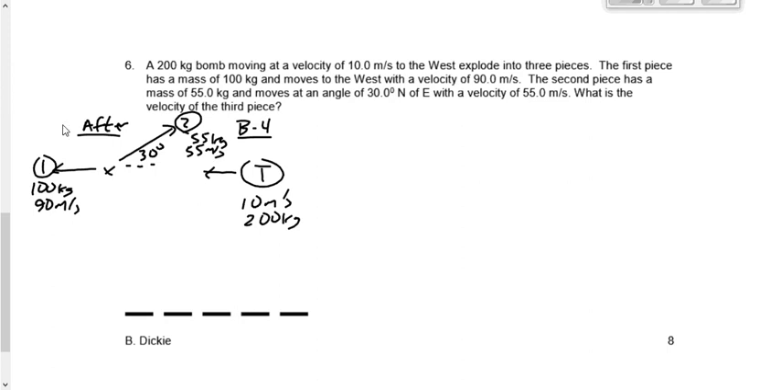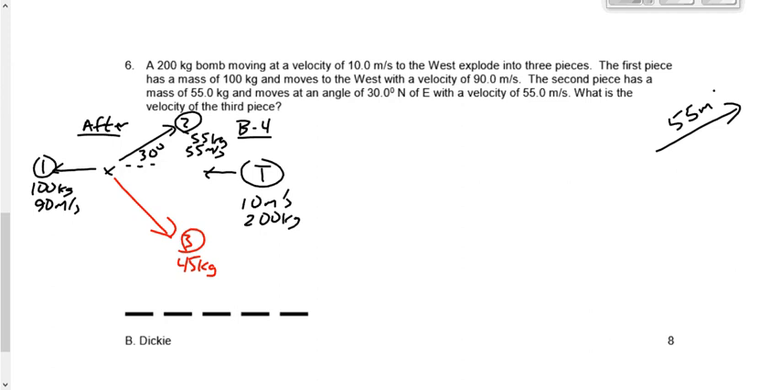And the third piece is probably going to go down here somewhere. Don't know exactly where, but we're going to guess down there. And it has a mass of, what's it going to be, 45 kilograms? Right? That makes sense? 45 kilograms? Okay, so let's take this 30 degrees off to the side. It's a funny angle. We don't like it. Let's get rid of it.